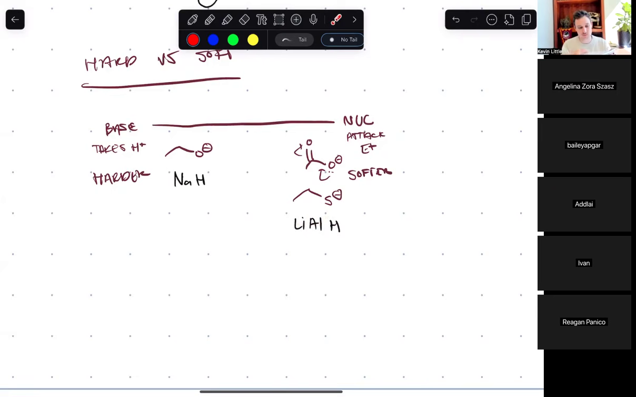But again, these are spectrums, right? LAH can still take a proton. That certainly happens. So it's not fully nucleophilic, but it's more nucleophilic than sodium hydride, which is essentially not nucleophilic at all.